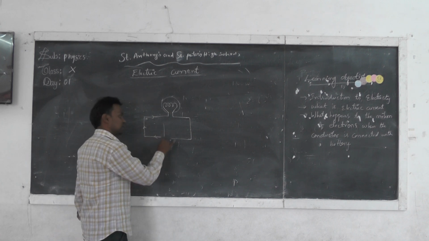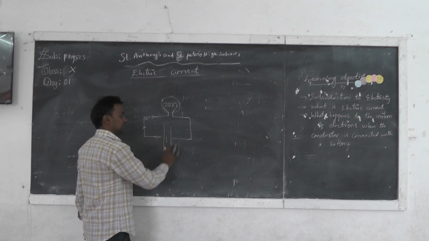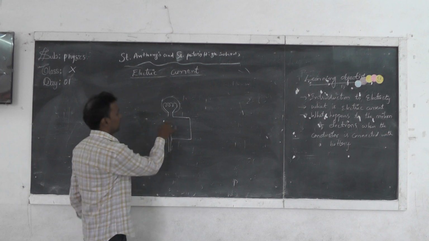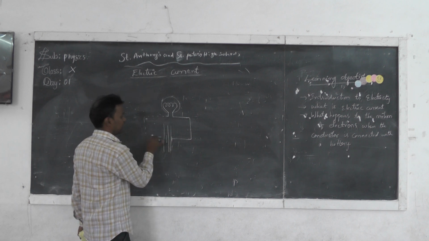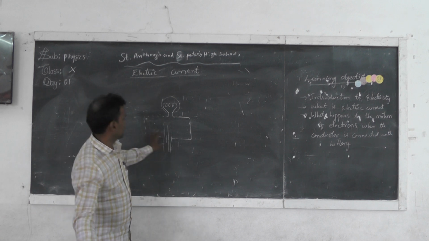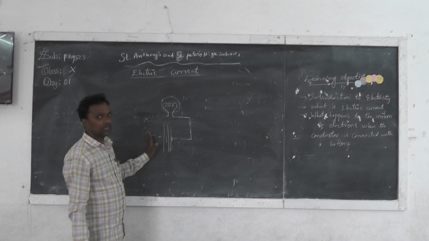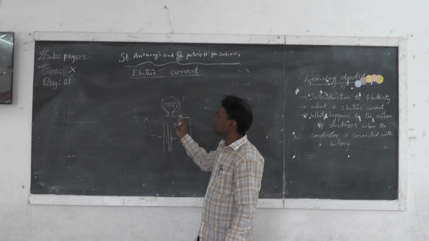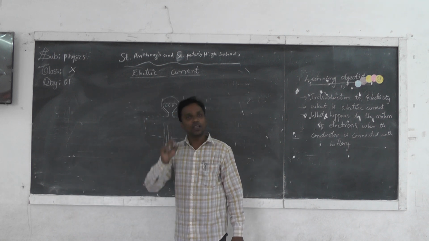When the battery is connected, and instead of this wire we have insulated wire or nylon wire, the battery will be giving energy, but the wire is not ready to accept the energy and pass it to the bulb. Therefore, the bulb will not be glowing.